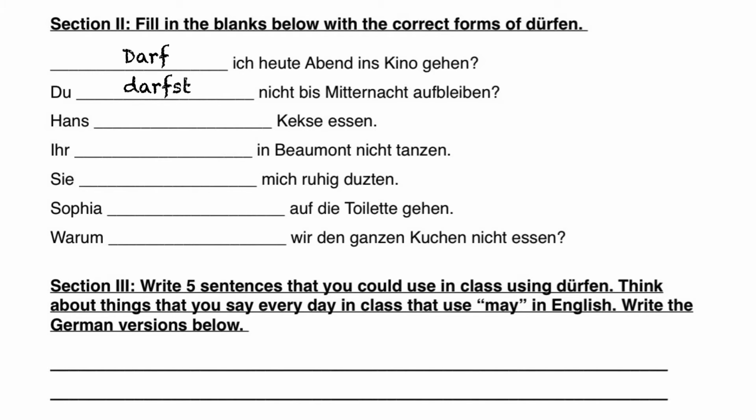Hans something Kekse essen. This one could be ambiguous. It could be Hans as the subject, or it could be Kekse as the subject. We really don't know. But it makes more sense that Hans is eating the cookies as opposed to the cookies eating Hans, and therefore we use the er/sie/es form here, darf. Hans darf Kekse essen. Ihr something in Beaumont nicht tanzen. In Beaumont is actually a prepositional phrase and therefore cannot be the subject, so we have to use here the ihr form, which in this case would be dürft. Ihr dürft in Beaumont nicht tanzen. You are not allowed to dance in Beaumont.